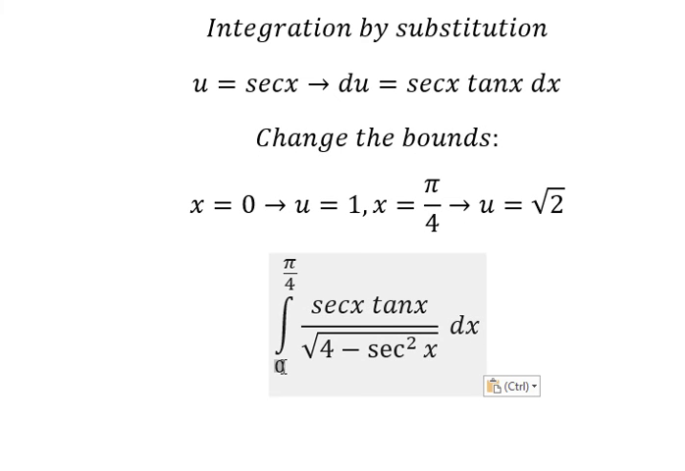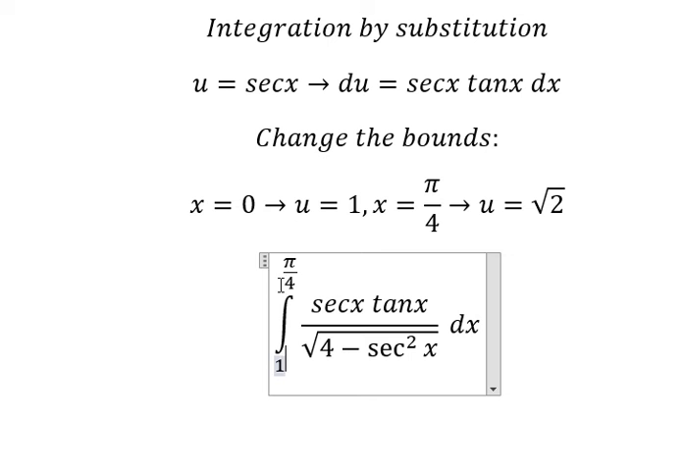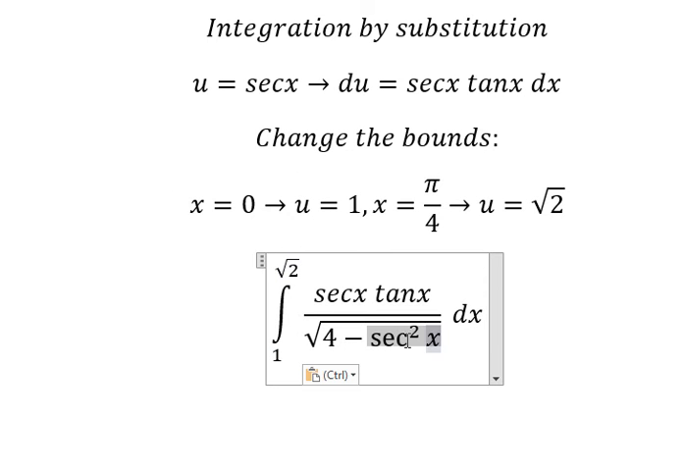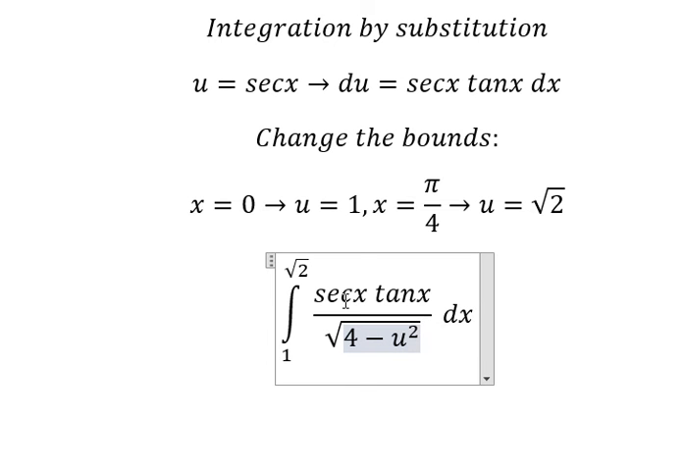So 0 we change by 1. This one we change by the square root of 2. This one we change by u. This one we change by du.